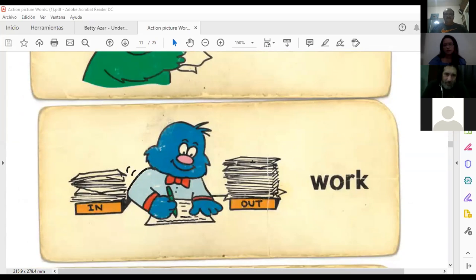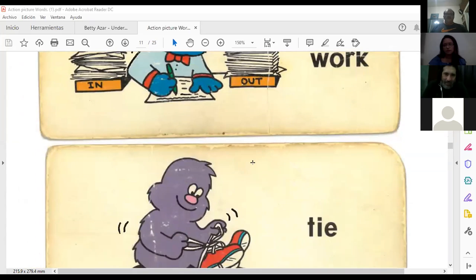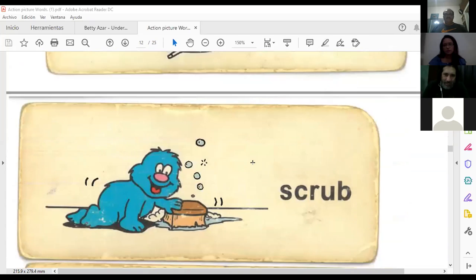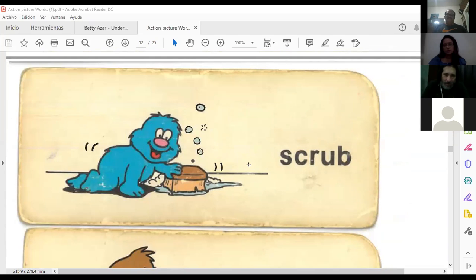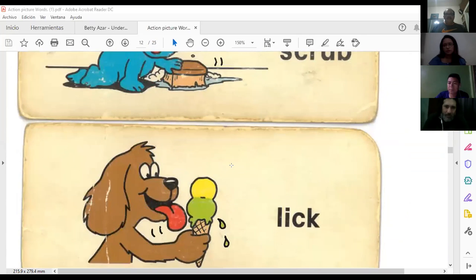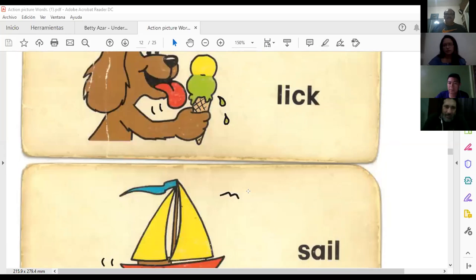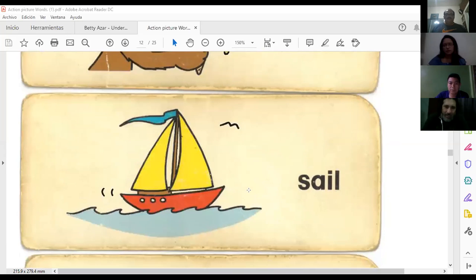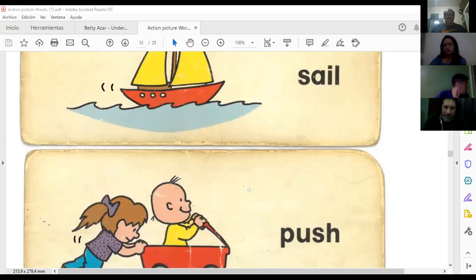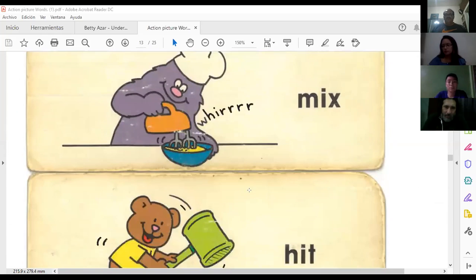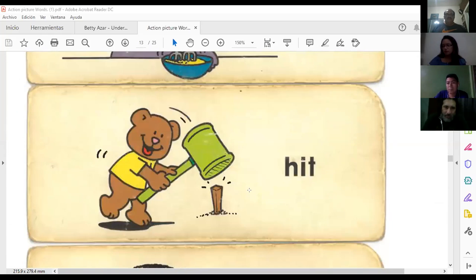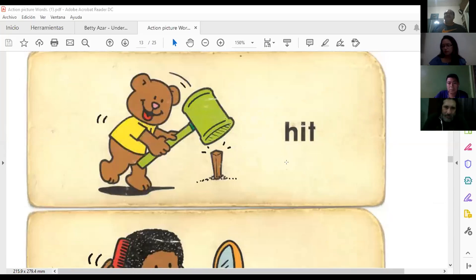They work, tie, scrub, okay? This is like fregar or restregar, right? Then lick. This is usually for dogs, okay? And then you have sail, push, push. Next, hit. Some of these verbs have the same form in base form, in past, and in past participle.